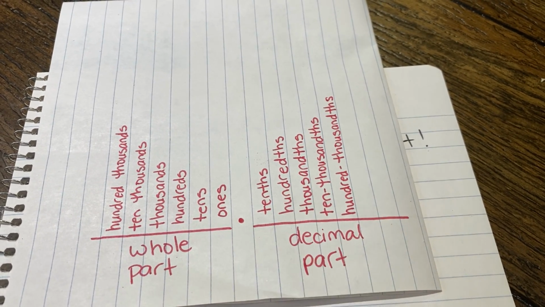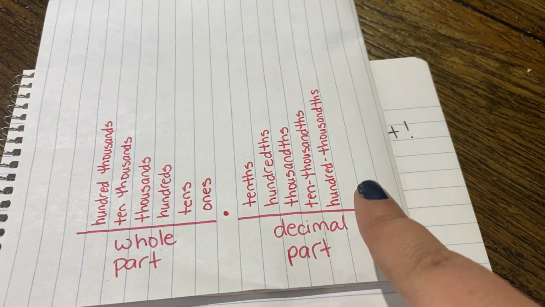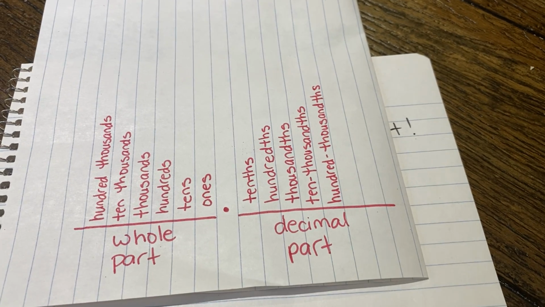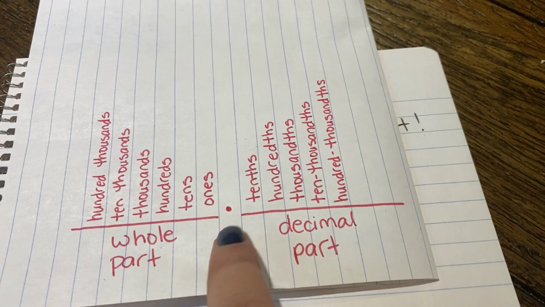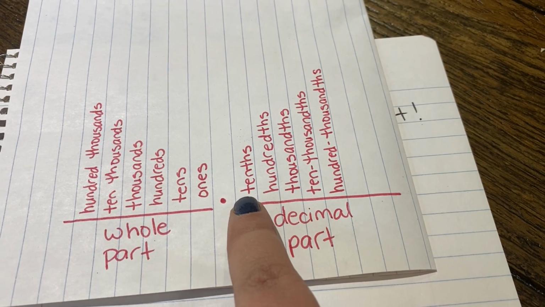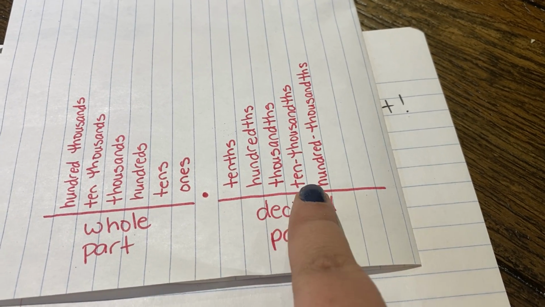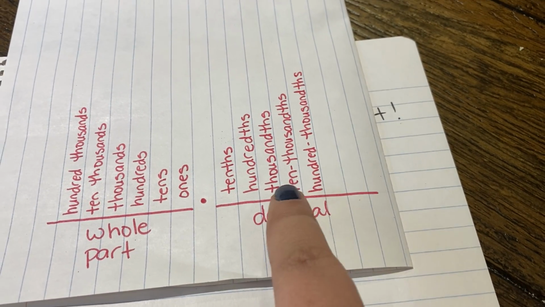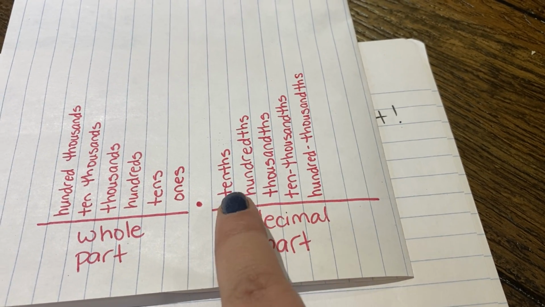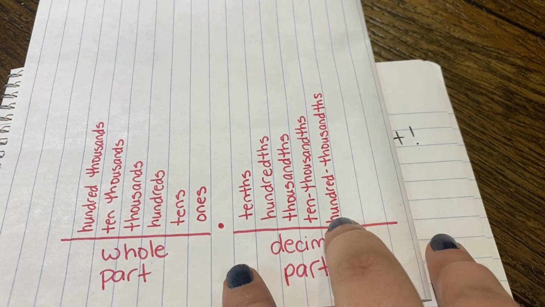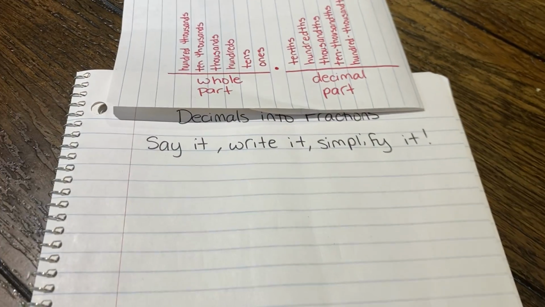The most important thing whenever you're naming it, whenever you say it and write it, is to know what the decimal part is, because that's going to tell you if you're going to put a denominator of 10 or 100 or 1,000 or 10,000, whatever it may be. We have the decimal point here in the middle. We have the tenths, the hundredths place, the thousandths place, the ten-thousandths, and the hundred-thousandths. We're not going to get that big, but you'll use these first three decimal places a lot. I'll refer back to it whenever we are writing the decimals.